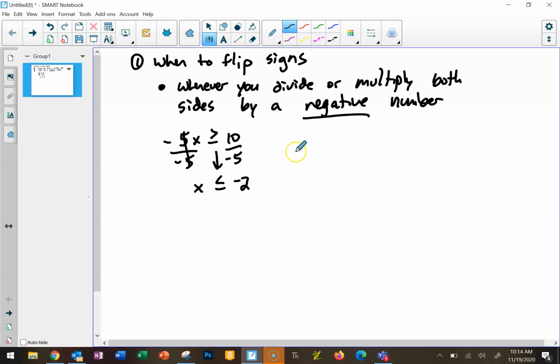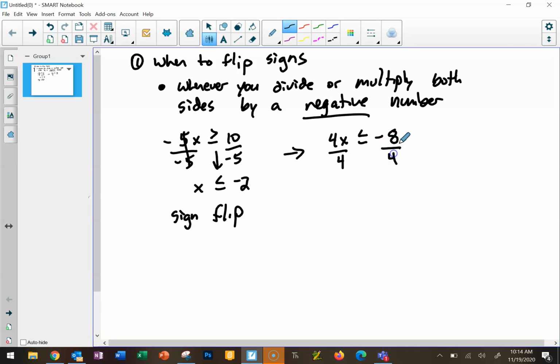All right, here's an example of no sign flip. What if we had something to the effect of 4x is less than or equal to negative 8? Okay. Now there is a negative number over here, but we don't really need to consider it when we're trying to figure out what x is, right? All we have to do over here is divide by a positive 4.